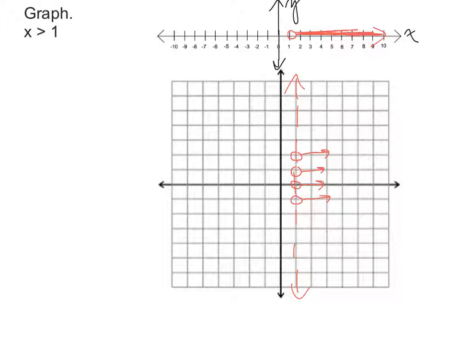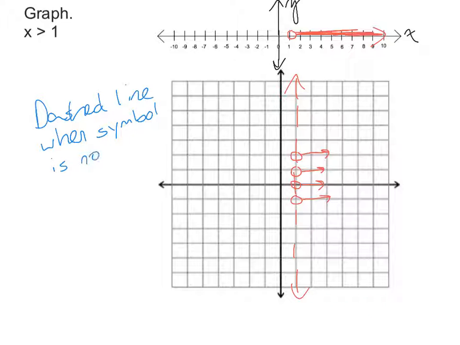And I use a dashed line because we are just greater than, not greater than or equal to. So dashed line when the symbol is not equal to. Okay, and now all of these are going to point this way, every single one of them.